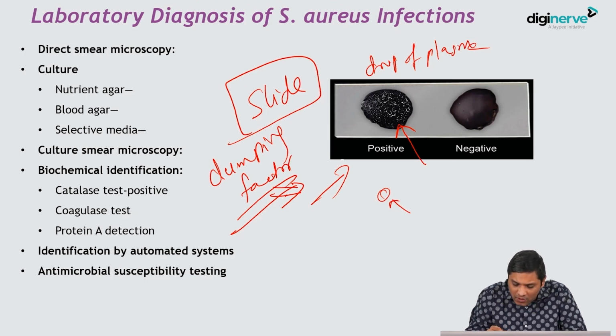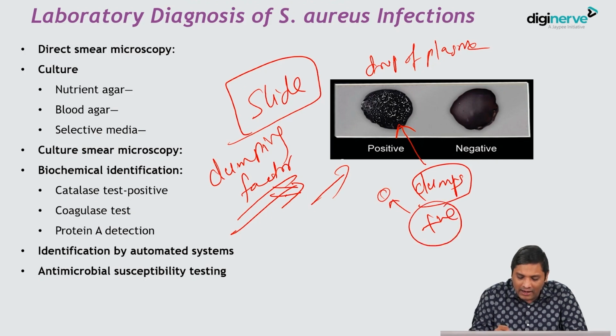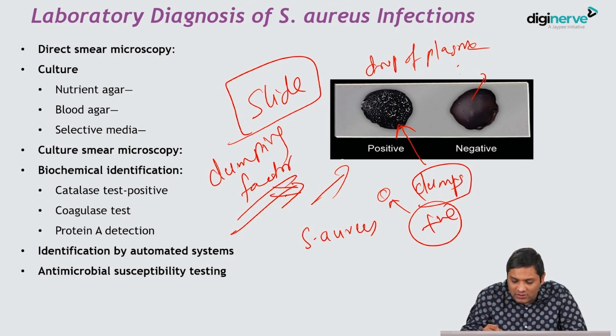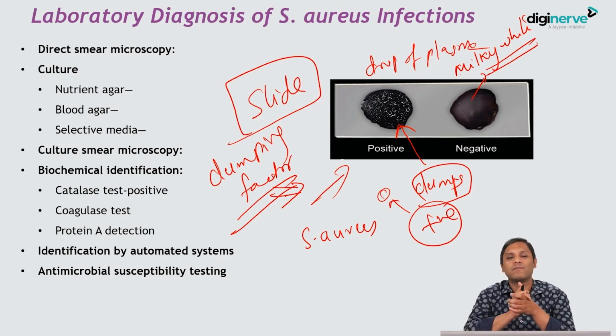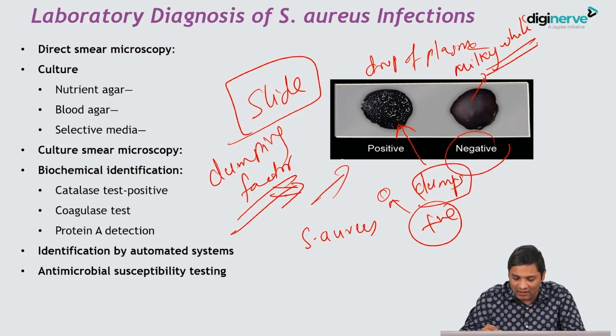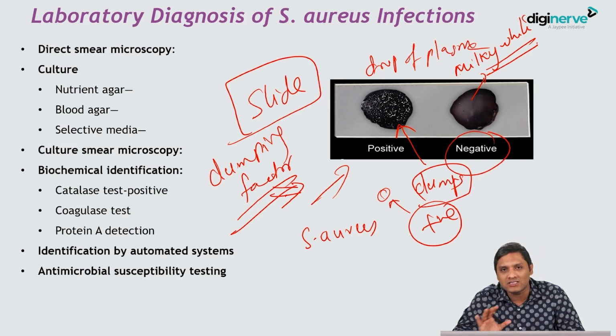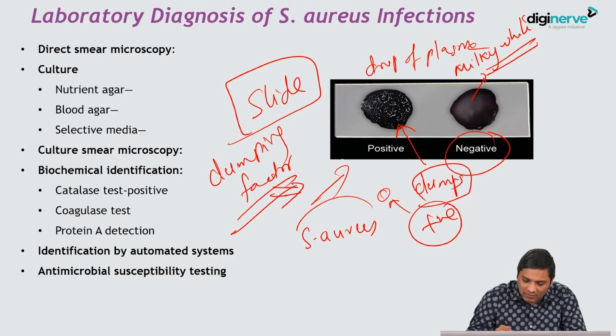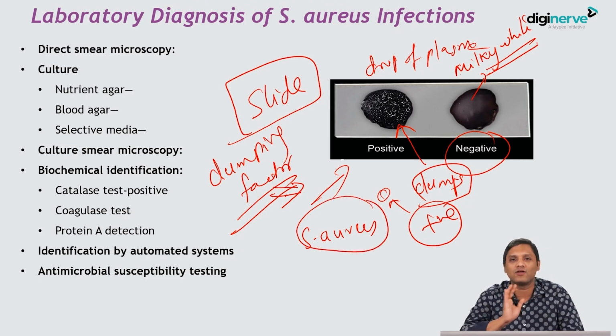So formation of clumps indicates the test is positive, and it is typical of Staph aureus, whereas other Staphylococcus species will remain as a milky white liquid suspension which will not break into clumps. So no clump indicates negative, that is other Staphylococcus species. Formation of clumps indicates positive, that is Staphylococcus aureus.